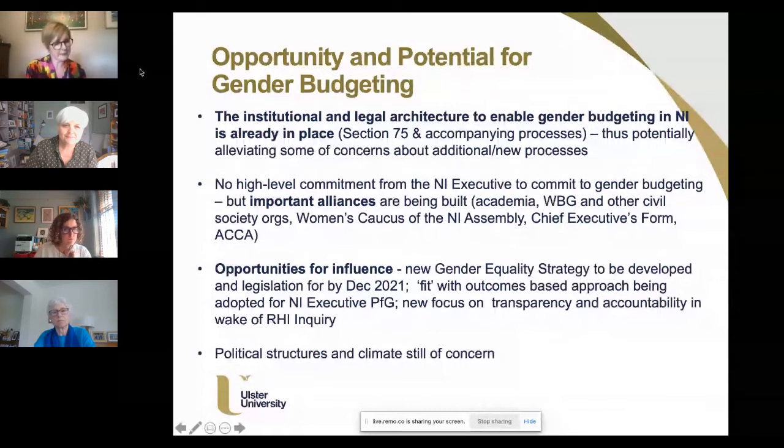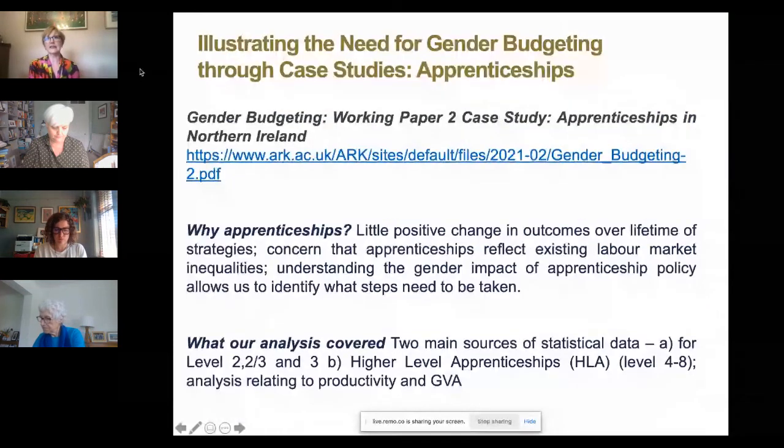So just quickly then, a word on one of the most recent outcomes, I suppose, from the research, and that is that given the appetite for more practical information about gender budgeting, we have decided to take a number of policy areas and apply a gendered analysis and look at what difference a gender budgeting approach would make. So we chose apprenticeships as a start.